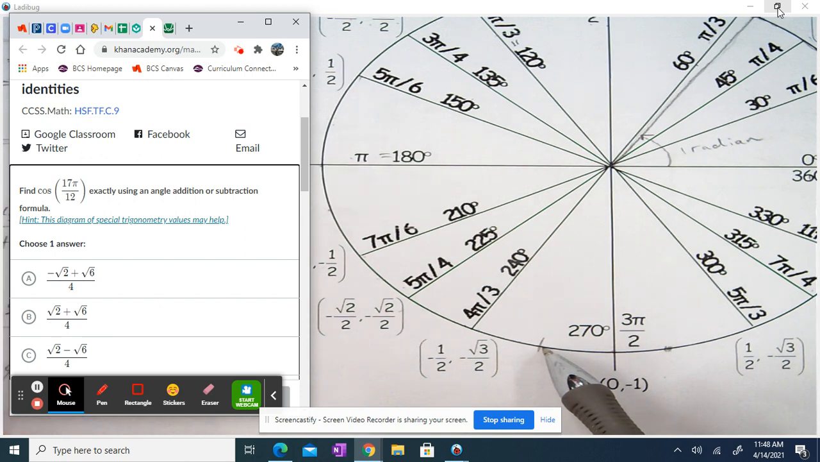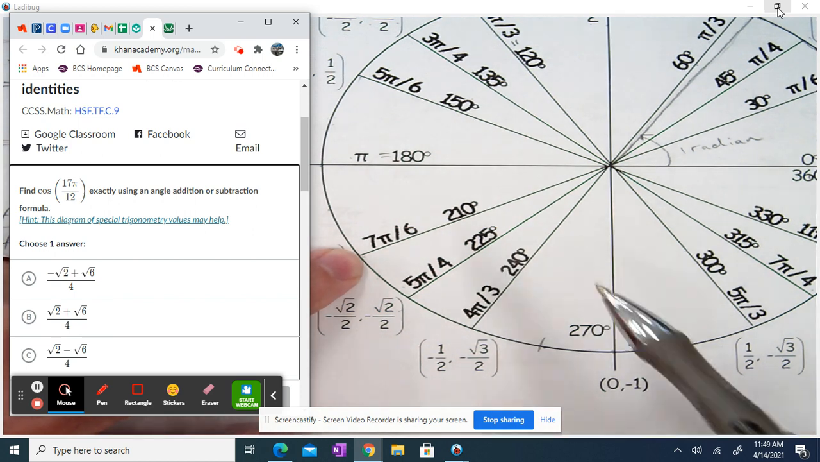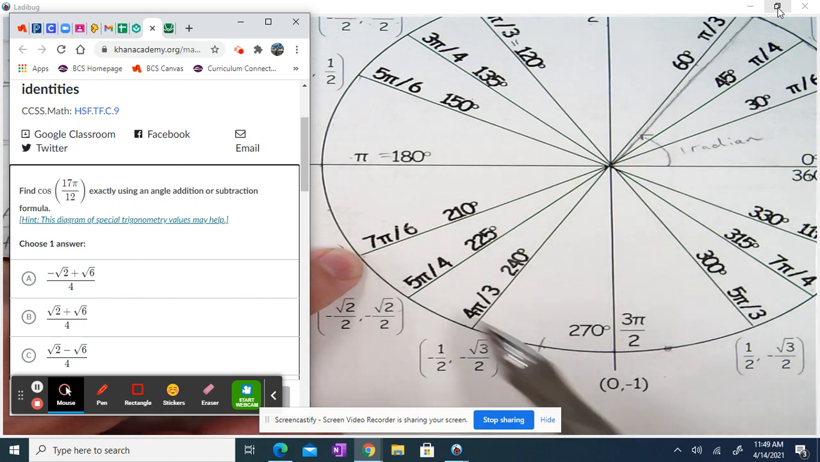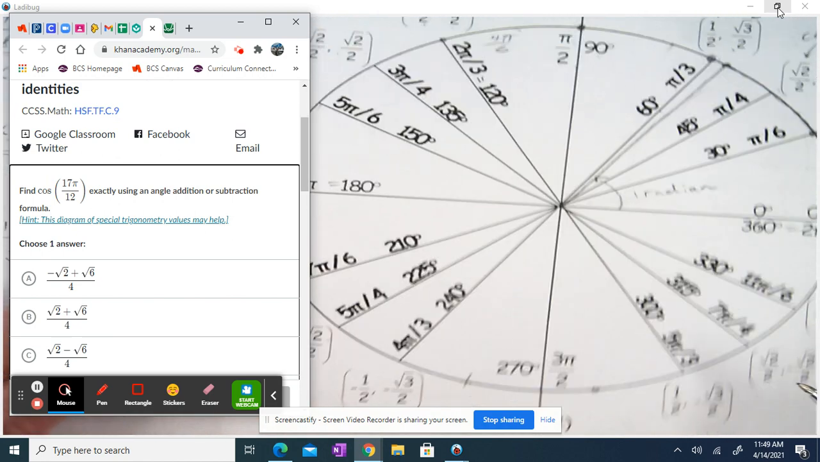All right, so what could I do? I could probably break it up into 7 pi over 6, which is 14 pi over 12. So let me see. And I'm just guessing right now, right? Plus this other bit, which looks to me like about 4 pi over 12. So let me see what happens if I do that.